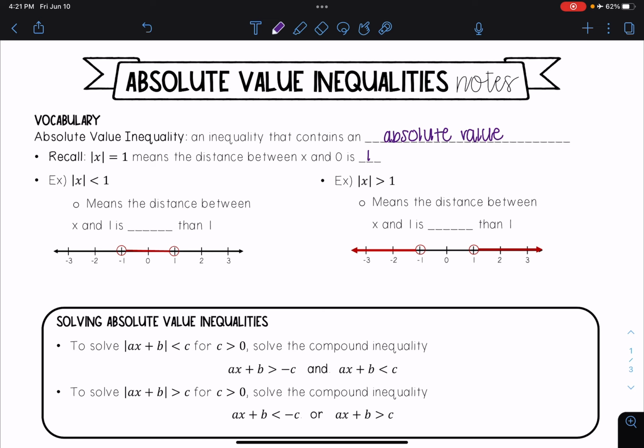For instance, the absolute value of x is less than 1 means the distance between x and 0 is less than 1. And to graph that, I would get this and inequality. And if I had the absolute value of x is greater than 1, that means the distance between x and 0 is more than 1. And I get this or compound inequality.